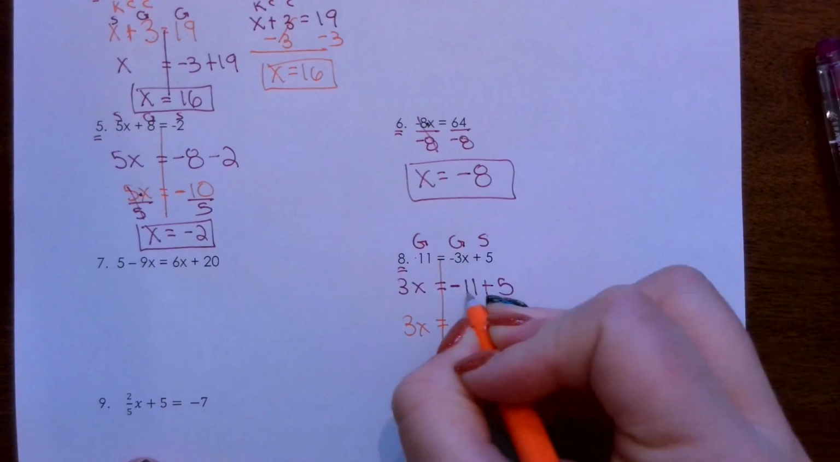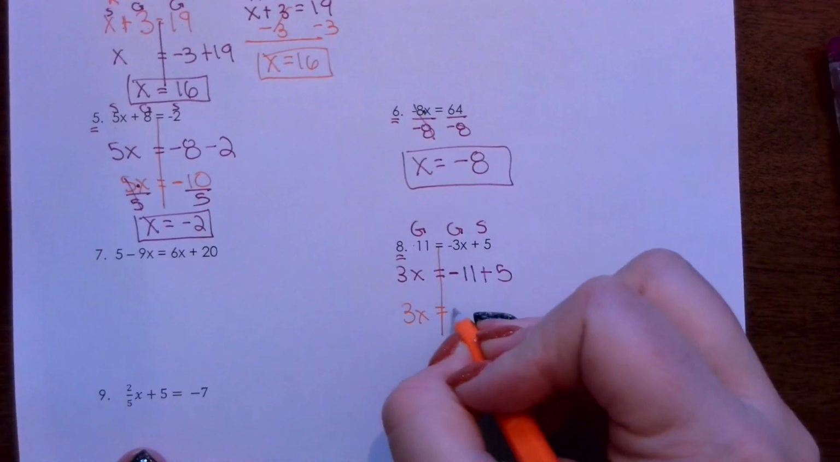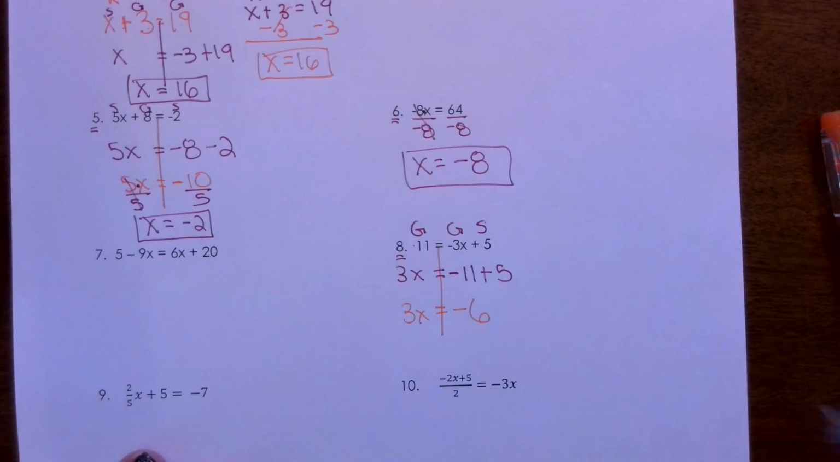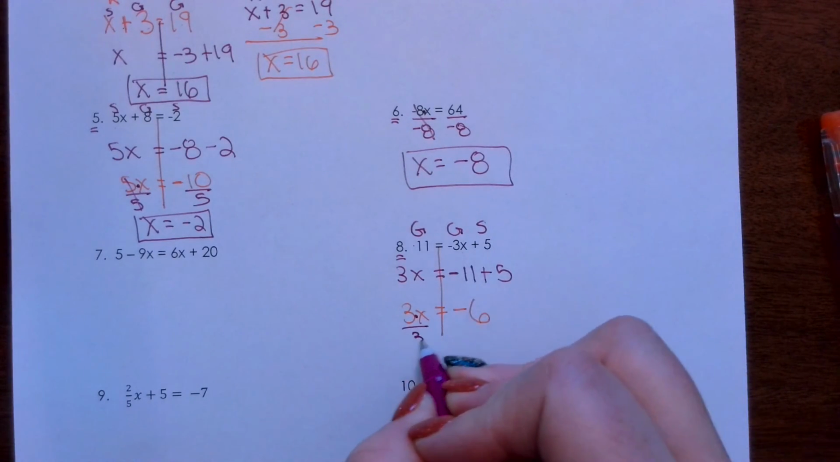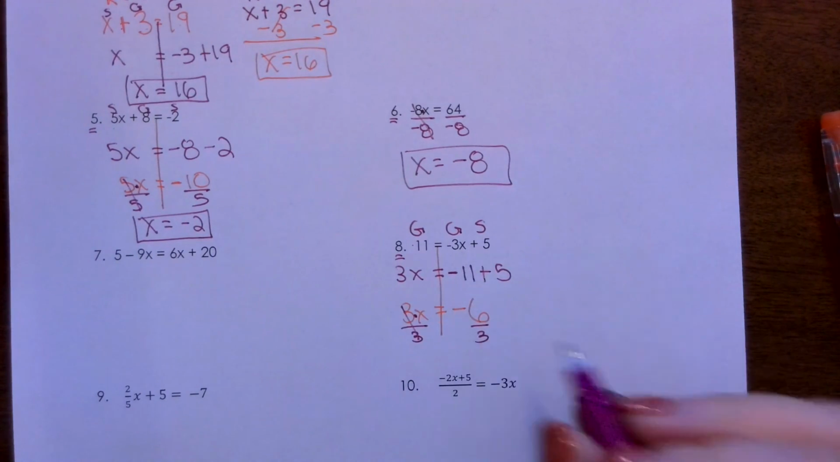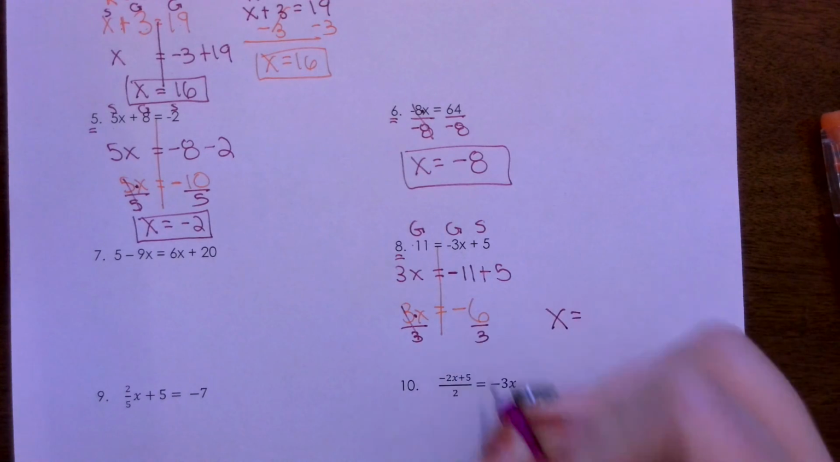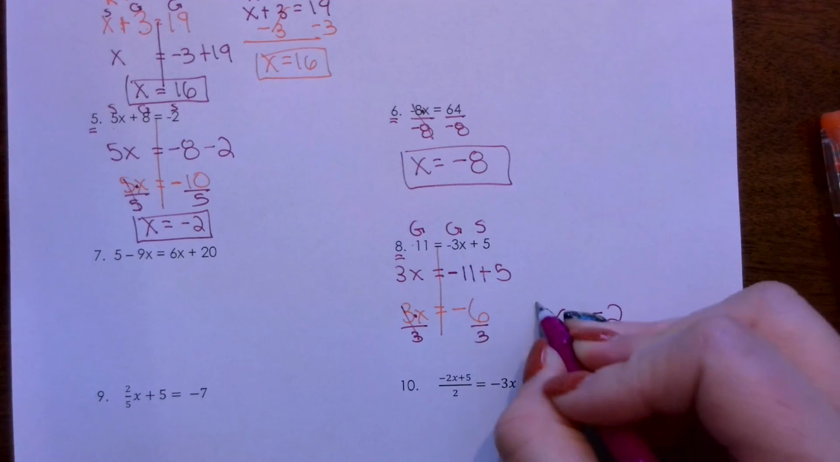3x equals negative 11 plus 5, which is negative 6. I end up with a little multiplication. Use my inverse operation. Divide both sides by the number with the variable 3. And x equals negative 6 divided by 3, which is negative 2.